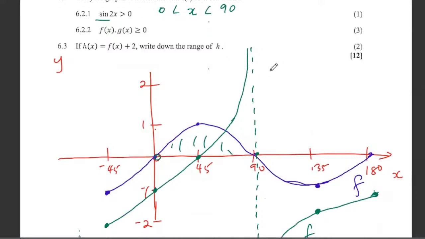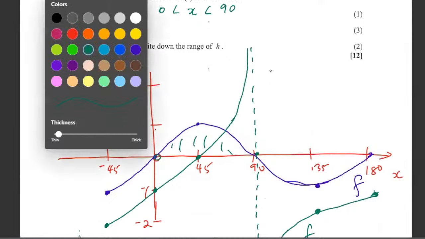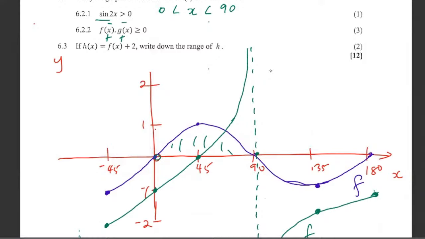Yeah. Then next, f times g to be greater or equal to 0. So it's either both graphs are going to be below the x-axis, or both graphs must be above the x-axis. If I look at both graphs being below, I have this 0 up until here. So negative 45 is less than or equal to x, less than or equal to 0. Both graphs are below. Then still, between this section, both graphs are below.